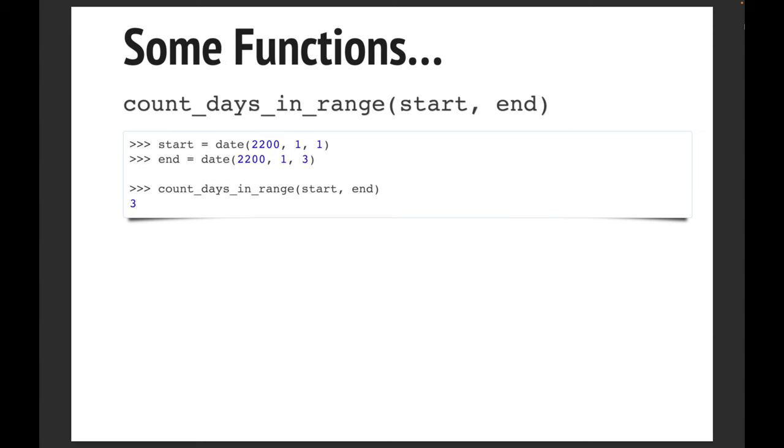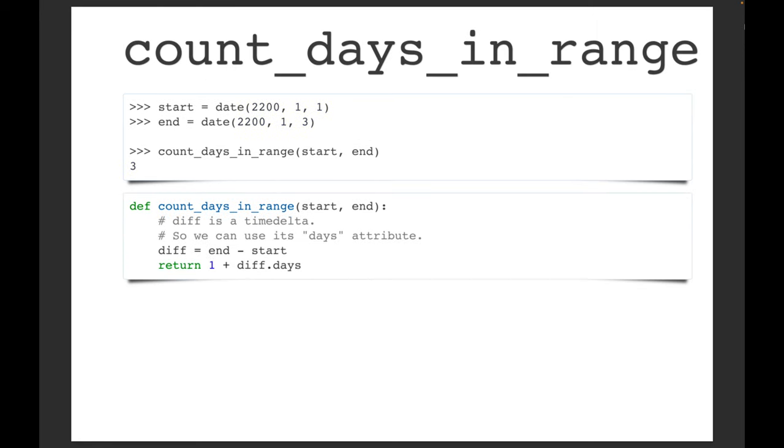Let's imagine our program has a few functions for working with dates. The first is called countDaysInRange. Give it a start date and an end date, and it returns an integer. We can code this in one line. End minus start gives us a timedelta, and its days attribute almost gives us the answer. We just need to add 1 to it to include the first day.